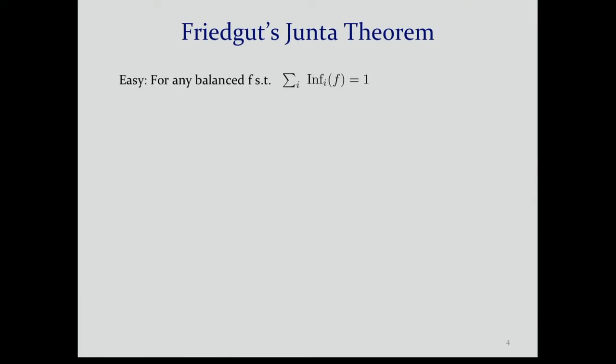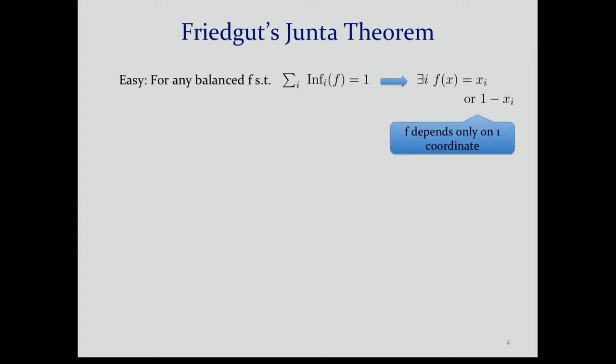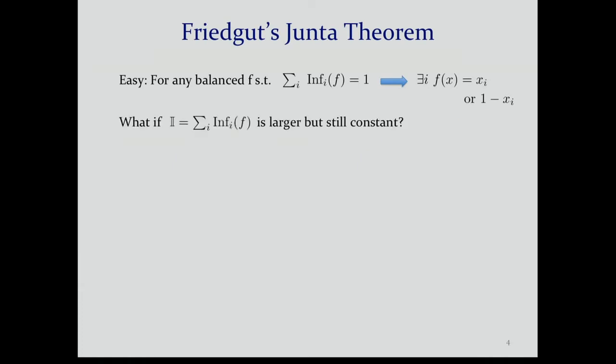Here's another simple Fourier analytic fact. Let's say you have a balanced Boolean function which satisfies the equality that the sum over the influences is exactly 1. It's not difficult to show that the only such functions are either dictators or anti-dictators. So there must be a j such that f(x) is either x_j or 1 minus x_j, and so it depends only on one coordinate. How about if I tell you that the sum of the influences is not exactly 1, but it's small? What can you say about the function now?